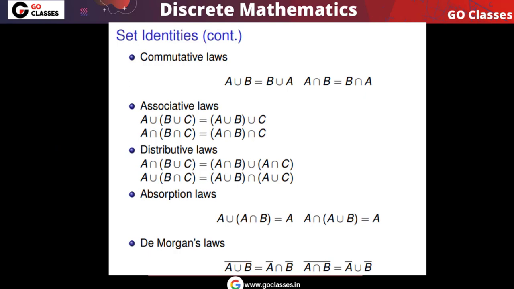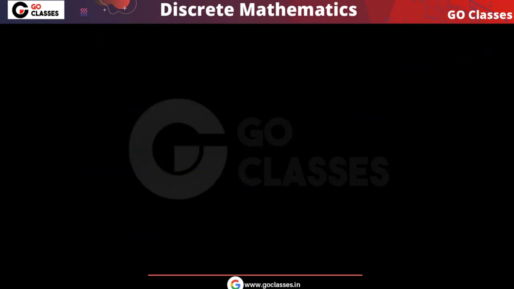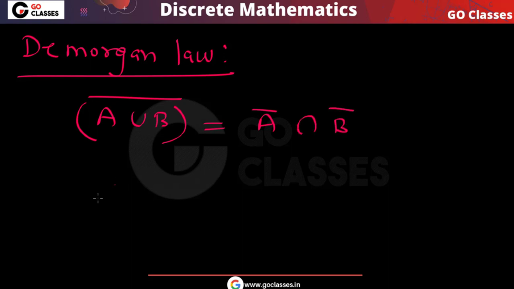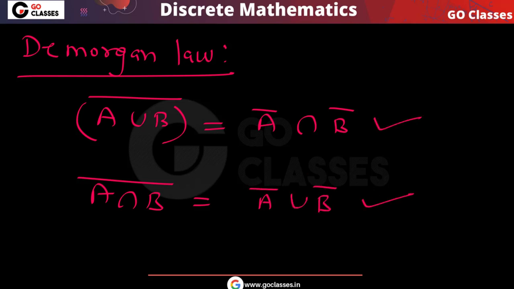The last is De Morgan's law. What is this De Morgan's law? This is also very important, extremely important. What does De Morgan's law say? If you have (A union B) complement, that will be A complement intersection B complement. Also, (A intersection B) complement will be A complement union B complement. So this is De Morgan's law.